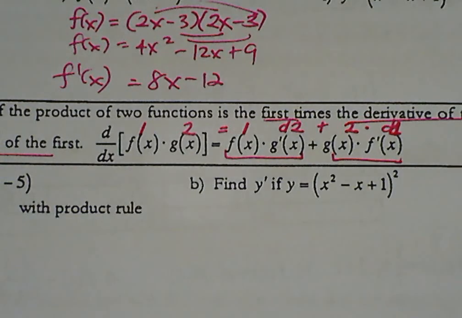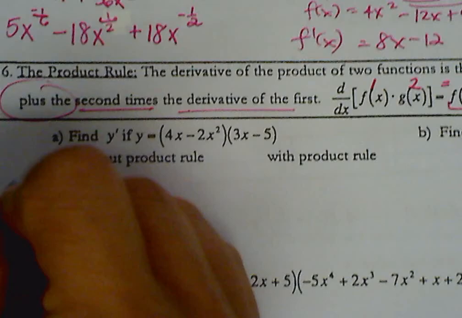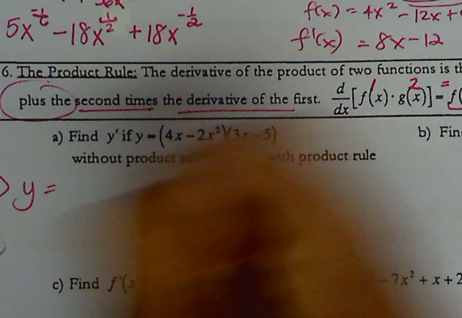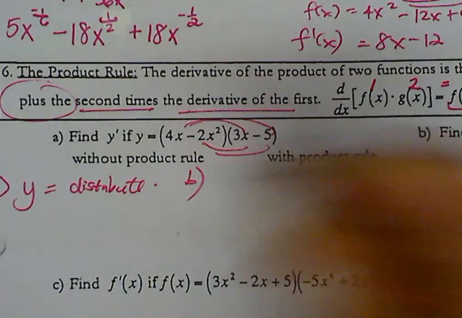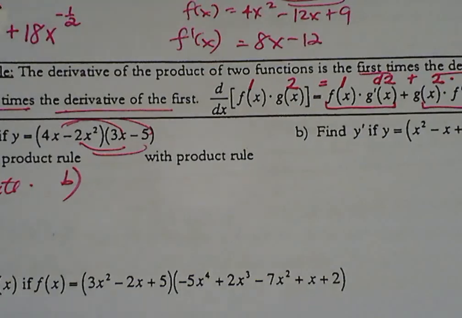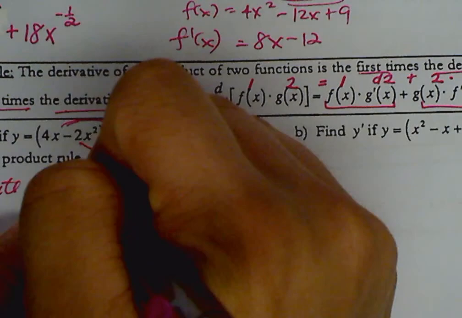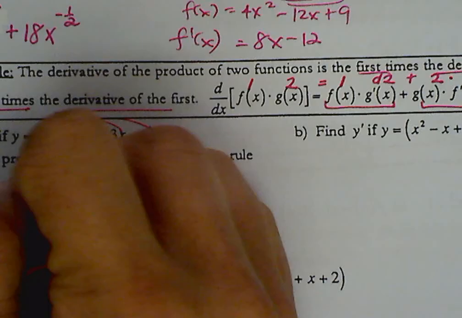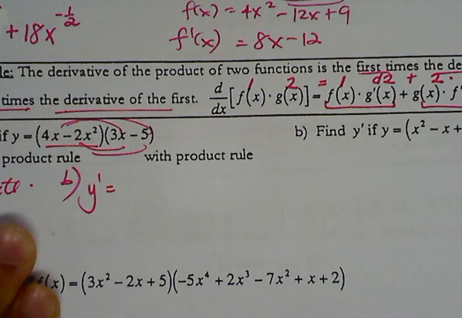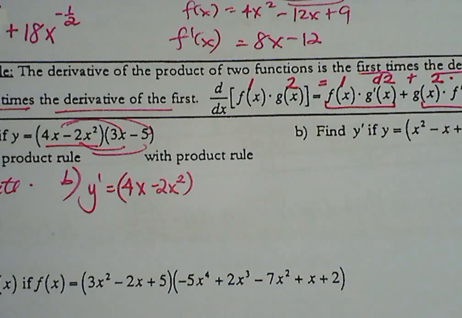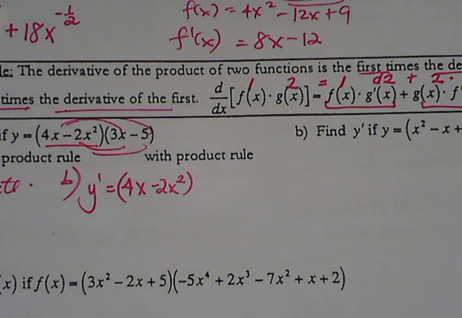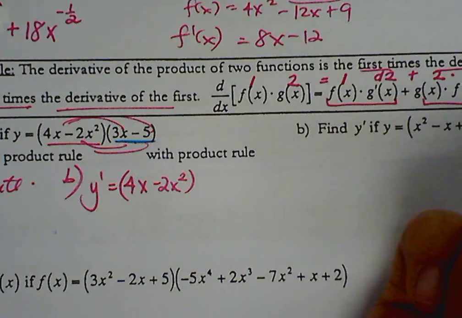Okay, so now let's actually try it. Normally, without the product rule, we would have to write y equals, distribute and do all that. But ain't nobody got time for that. So we're just going to skip to using the product rule. It's much easier. y prime is going to be the derivative of the first part, 1, which is 4x minus 2x squared, times d2. What's the derivative of the second part, 3x minus 5? It's just 3.